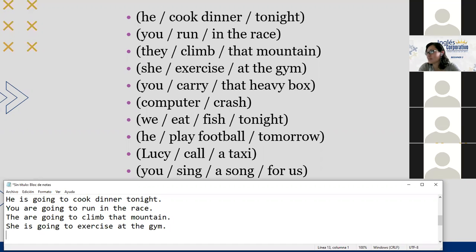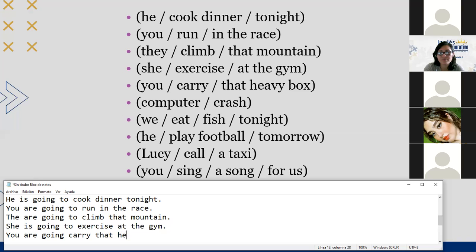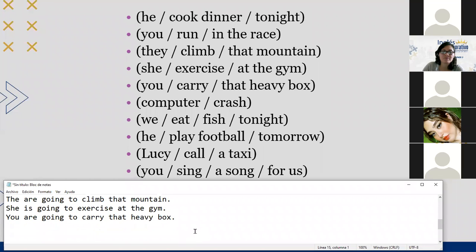Jennifer. You are carrying going to that heavy box. Oh, repeat it one more time. You are carrying. Like this? No. You are going carry. You are going carry like this? That heavy box. Maybe miss the two. They're going to carry. Excellent. You're going to carry that box, that heavy box. Very good. Thank you. Who's next?